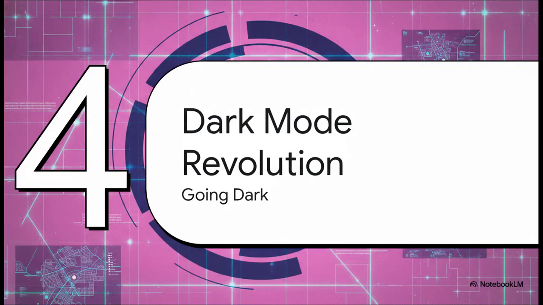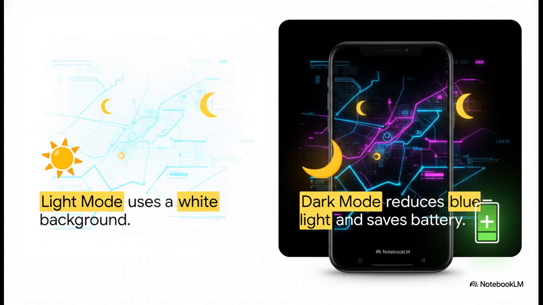Next is Section 4, the Dark Mode Revolution, Going Dark. If you compare light and dark modes, it reveals that dark mode is way more than just some slick aesthetic choice for your apps. On modern mobile screens, it reduces the emission of blue light, which directly reduces eye strain for you during those long navigation sessions.